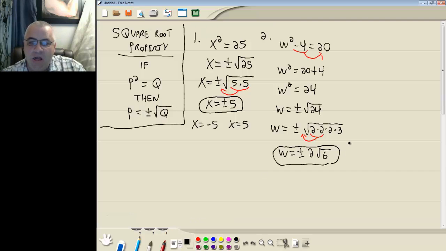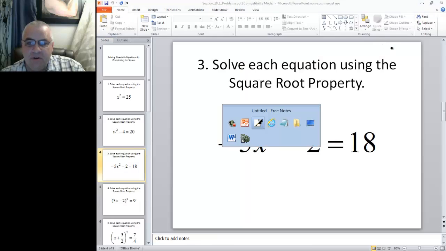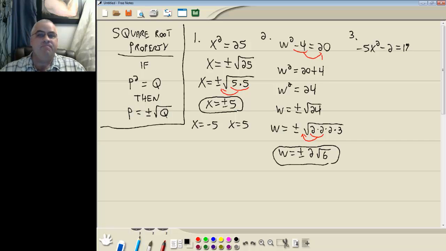Let's take a look at this problem. We got negative 5x squared minus 2 is equal to 18. Obviously the entire left side isn't squared, so let's work on getting the part that's squared by itself. I'm going to take the negative 2 and move it to the right side. Remember, when you take anything across your equals, your sign changes. So negative 2 becomes a positive 2. And then 18 plus 2 is 20.